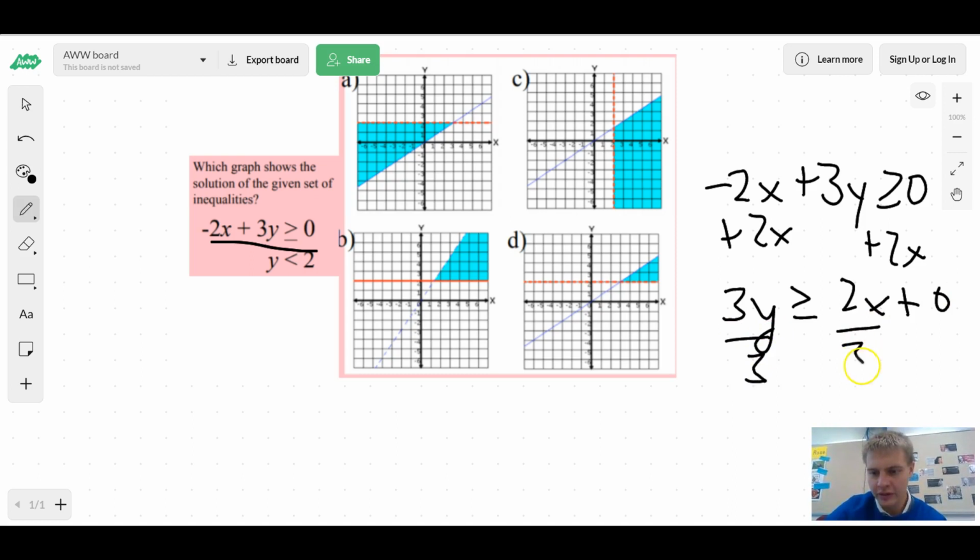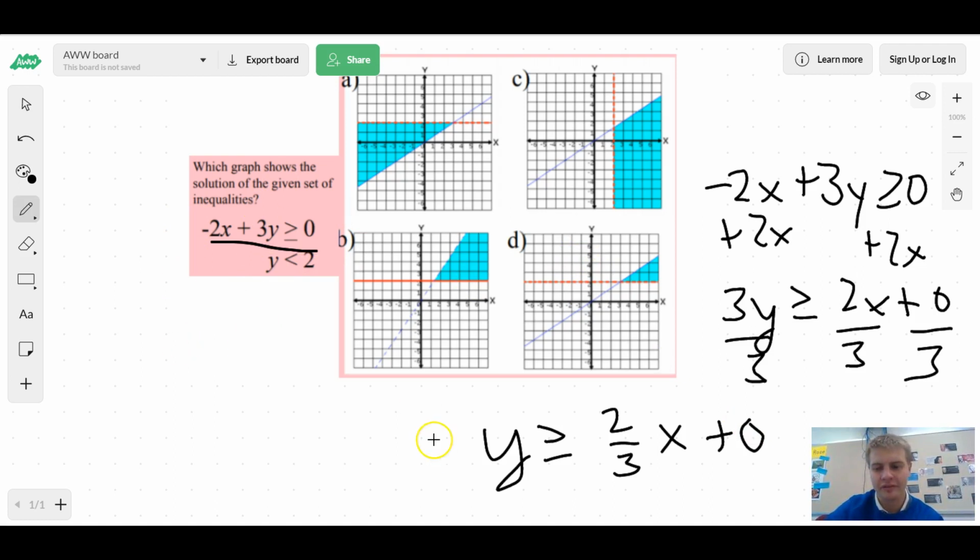Divide by 3, divide by 3, divide by 3. That's going to give me y is greater than or equal to 2 over 3x plus 0. Again, to get in a form that you can graph it, you just have to move the x to the other side and then divide by the number in front of the y. And so when we get it to here, we want to figure out, well, which line has that?